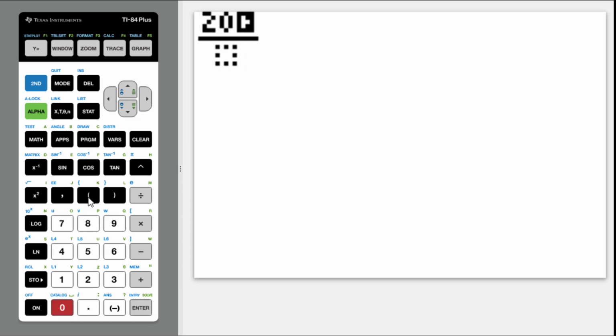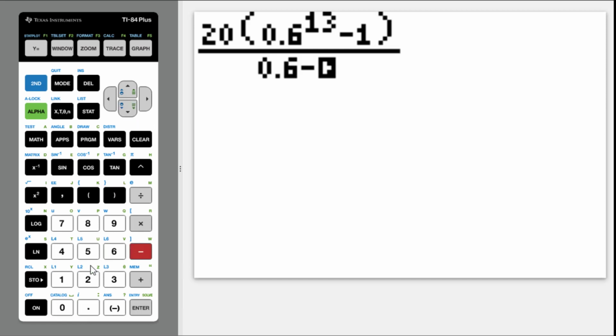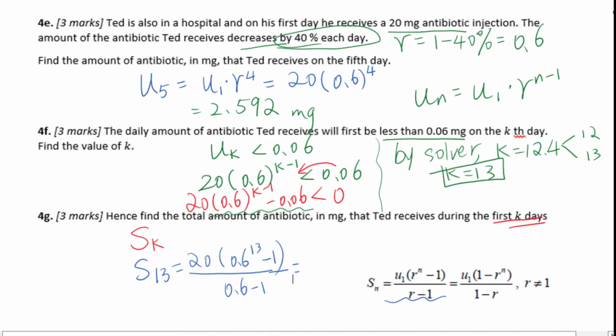Go to alpha y equals, get a fraction. 20 times 0.6 to the 13th power minus 1, over 0.6 minus 1. Enter. The answer will be 49.9 milligrams. So the answer to 4G is 49.9 milligrams.